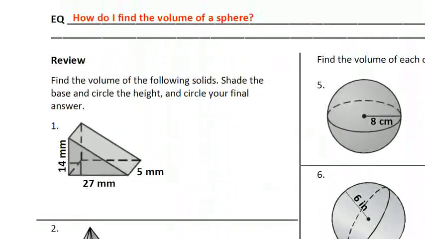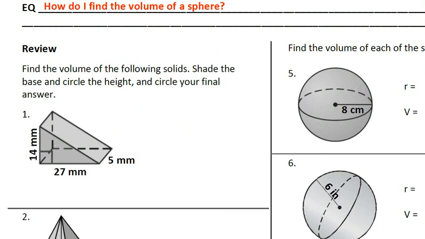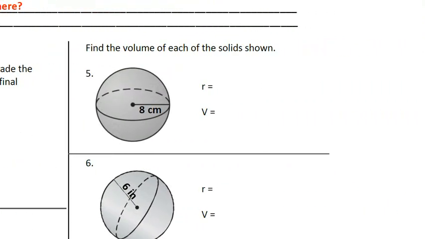We are subtracting the smaller one from the bigger one. Alright, that covers the first column. That was easy. Second column, here's my example. How do you find the volume of a sphere? Well, we don't have a base for a sphere, so all we need to do is identify the radius. In this case, it is 8 centimeters. And then our volume is 4/3 times pi times radius cubed.